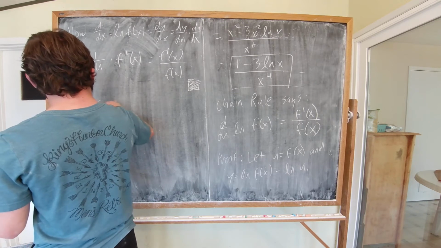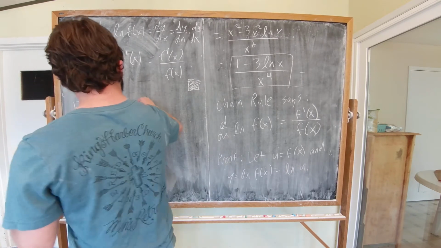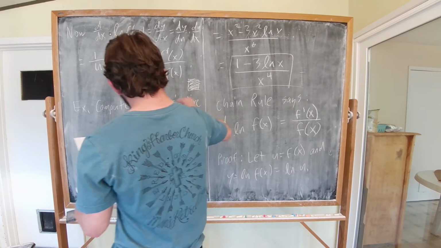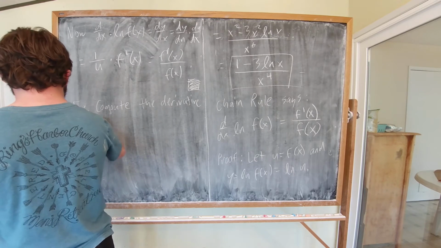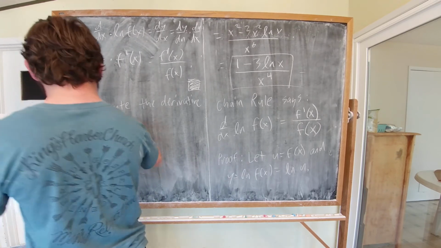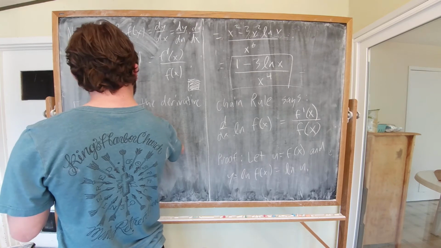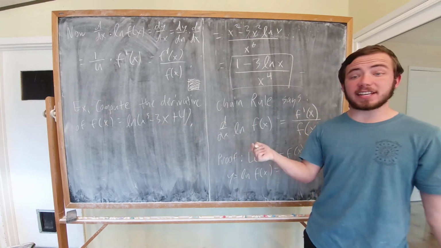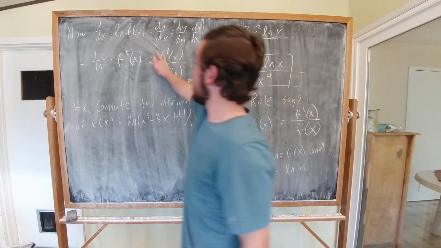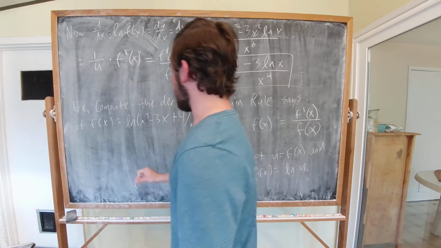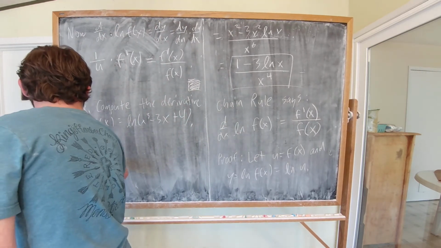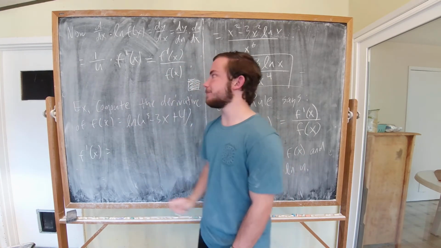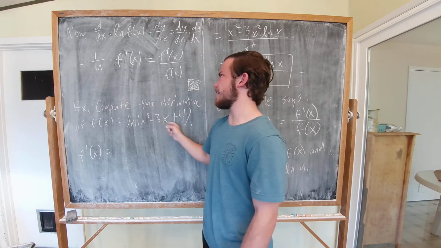Compute the derivative of f of x equal to the natural log of x cubed minus 3x plus 4. Alright, sounds like a hairy ordeal, but by this formula, not bad at all. F prime of x will just be, and again, not the same f of x, right? Here, this is the f of x in that formula.